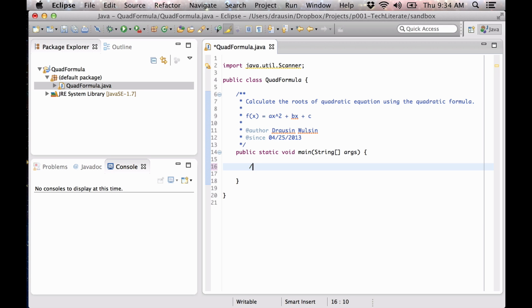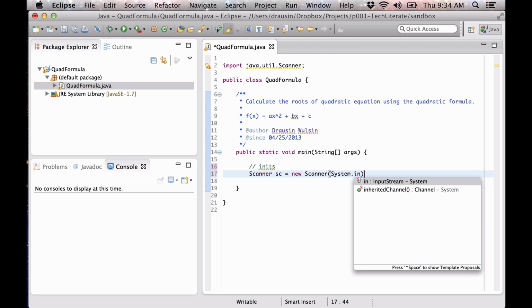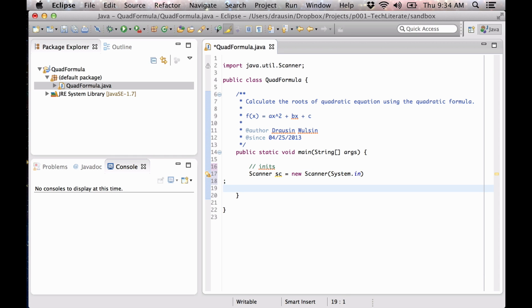So let's declare some variables. Use our scanner. And we also need to declare some coefficients. And I'm making them doubles because they can be both integers and real numbers. It doesn't matter. If a, b, and c were only integers, then we would be restricting them to only be integers, which of course they don't need to be.